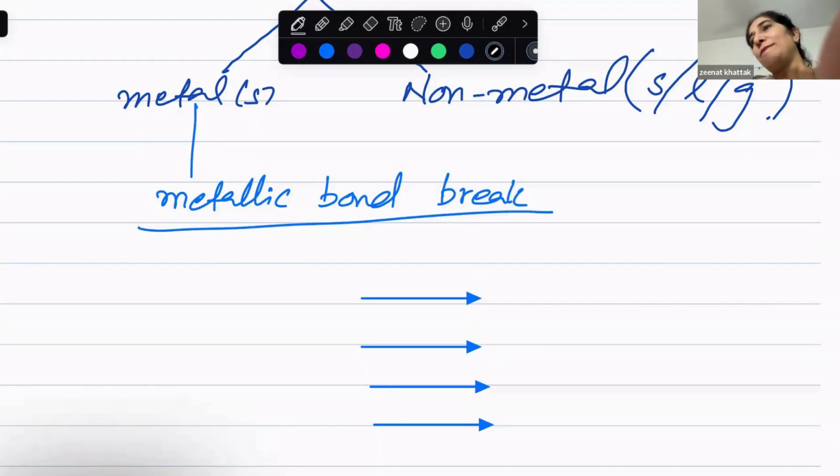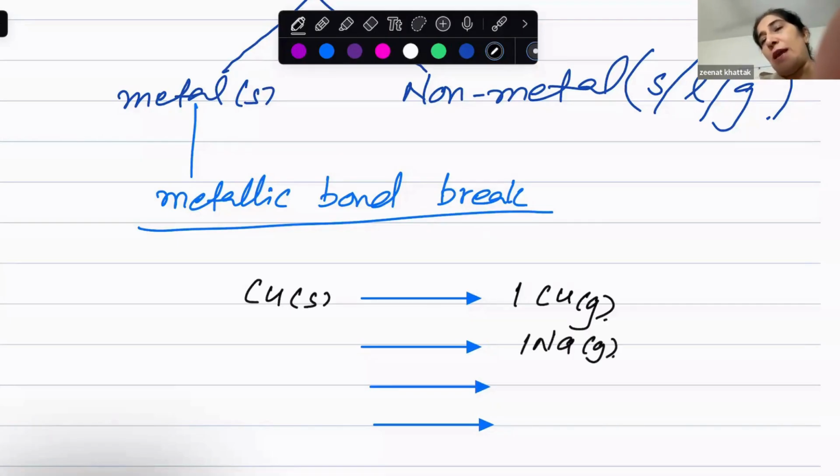So you are making 1 mole of atoms: 1 mole of copper atoms from copper solid, 1 mole of sodium atoms from sodium solid. Which bond is breaking? Metallic. 1 mole of magnesium.